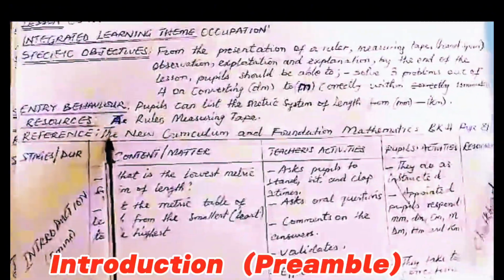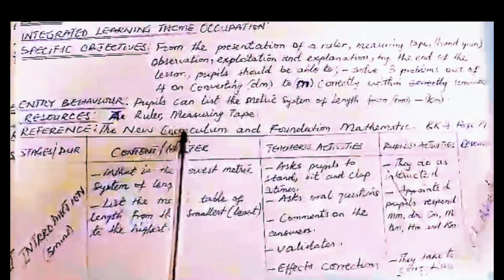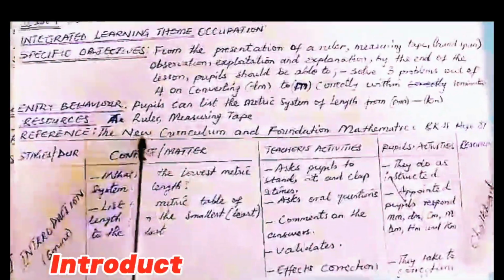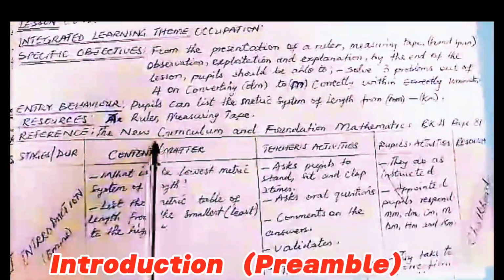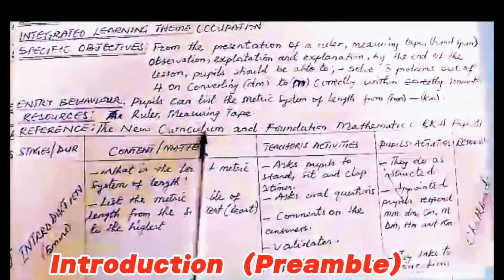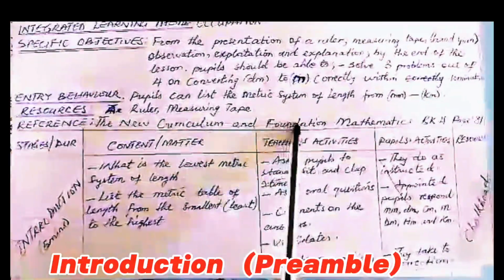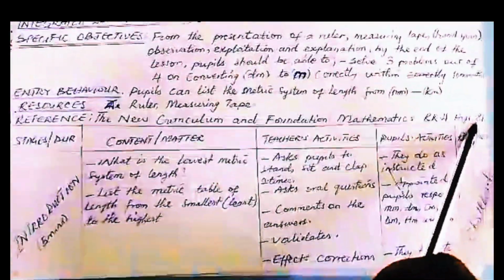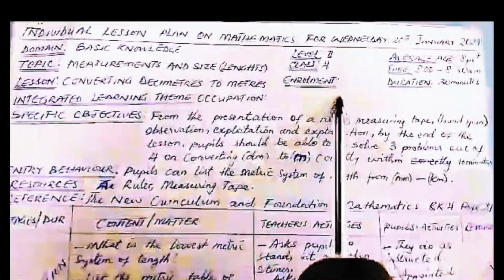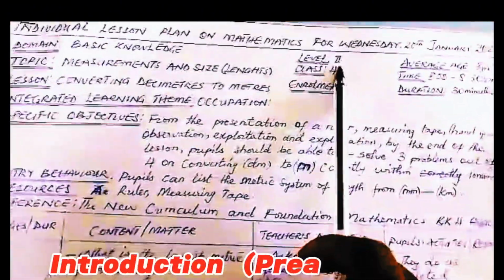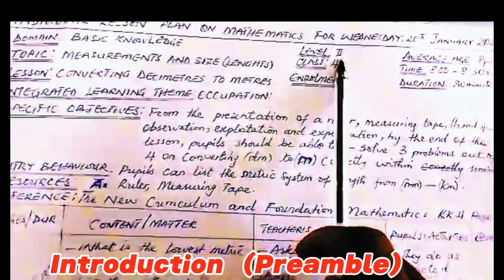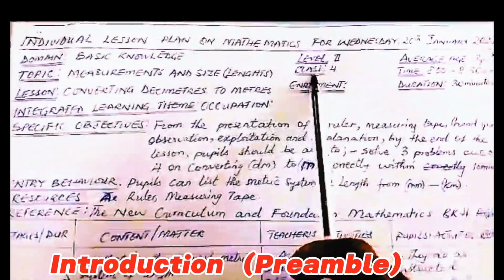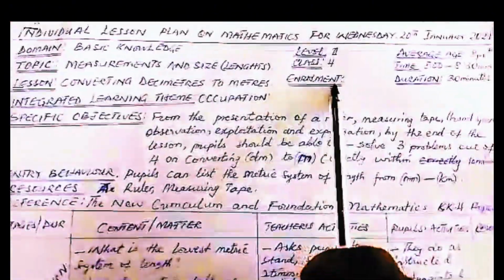So reference, we have the new curriculum and Foundation Mathematics Book 4. The book has been abbreviated. Page 81. We go to level 2, class 4. That's the class we're going to be focusing on today.